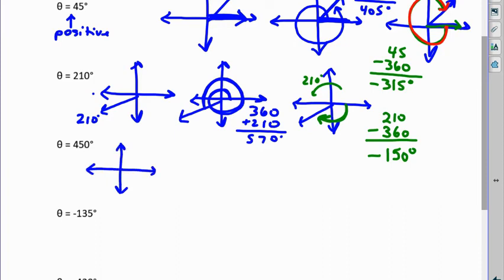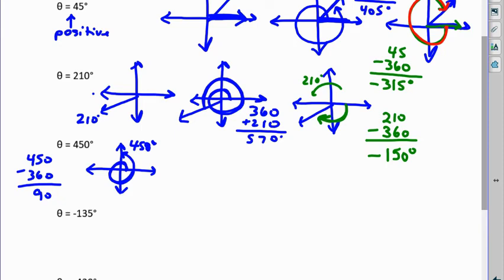Okay, 450. To think about how we're going to draw 450, we know that we have to go all the way around to 360. We know that, but how much further do you have to go? Sometimes a little subtraction off to the side gives you an idea. Oh, okay, I've got to go 90 degrees. So I'm going 360, and then I'm going to stop at 90, and that's what 450 degrees looks like as a rotation.